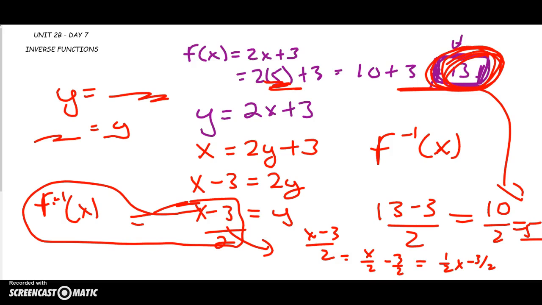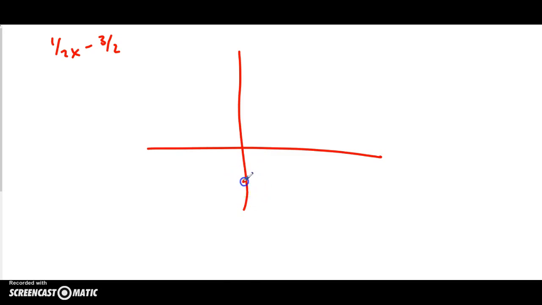If I was to graph, so what did I have here? 1/2 x minus 3/2. So let's go to the next page. I had 1/2 x minus 3/2. And if I was to graph that, you would tell me that I go to negative 3/2, and I have a slope of 1/2, so it's fairly flat. So you would graph something like this.